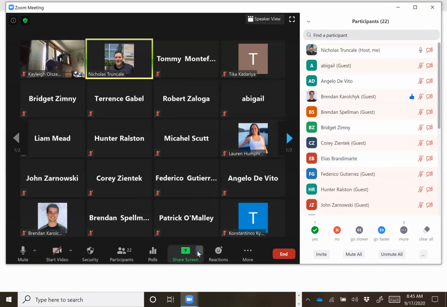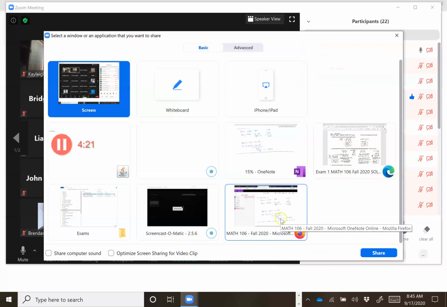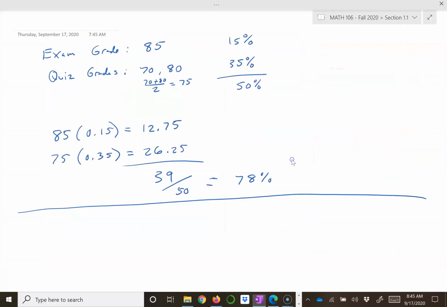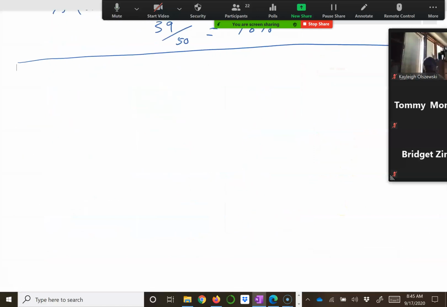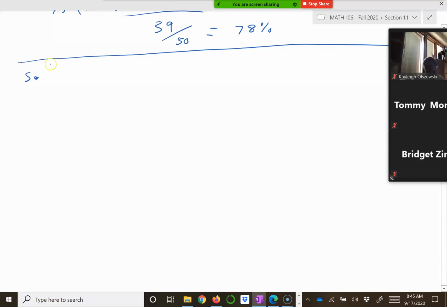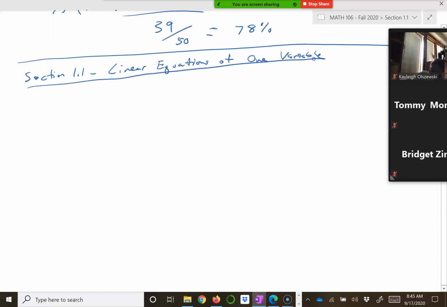All right. So let's go back to the notebook and start section 1.1. Section 1.1 is on linear equations of one variable. Some of this, again, hopefully is a review for a lot of you, because I know at some point you've seen a lot of this stuff.